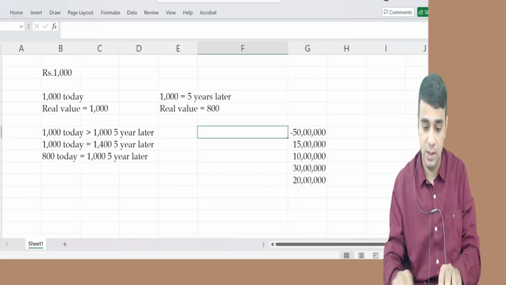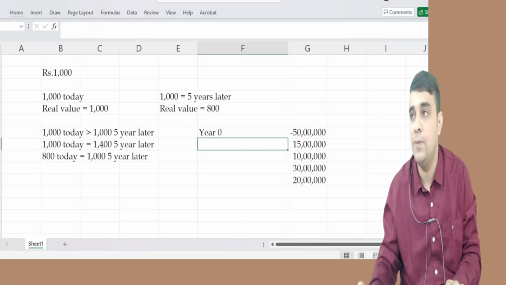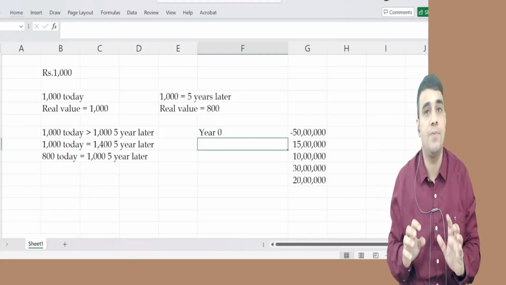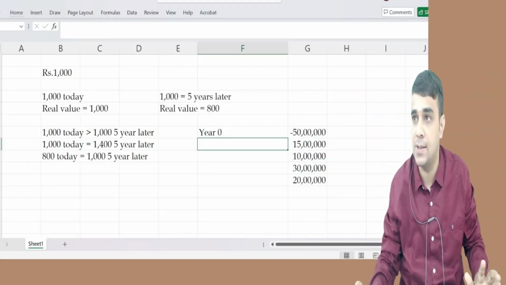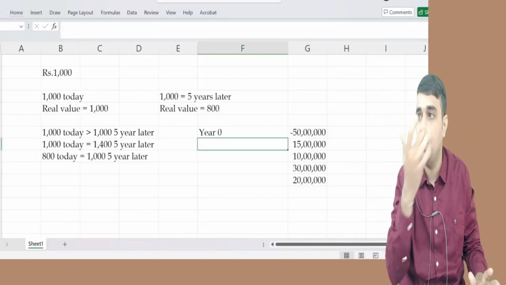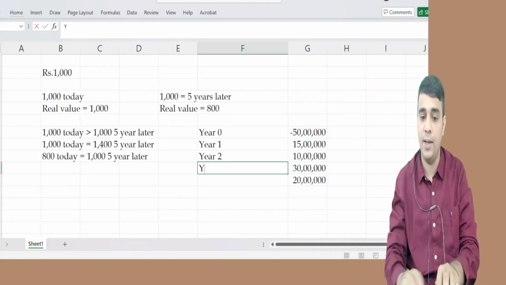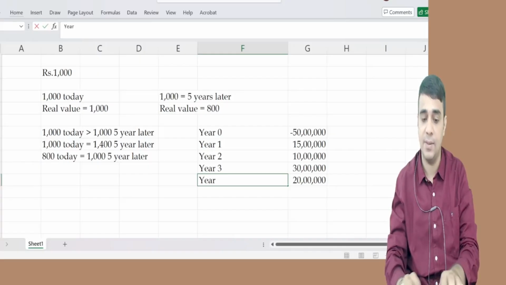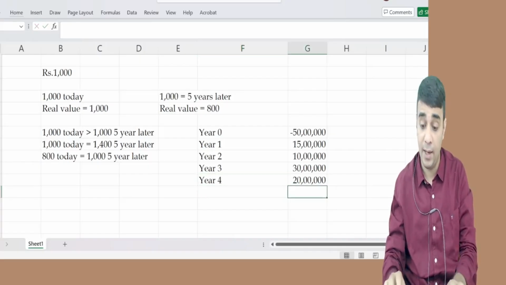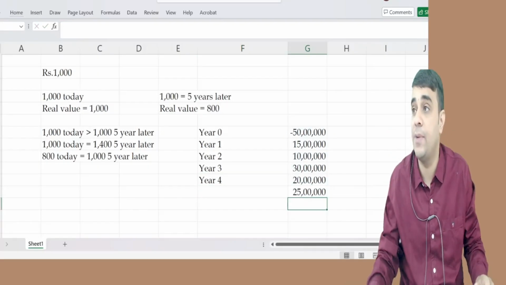So this is year zero. I invested money. After investing, I started taking classes and all. Bharadwaj Institute opened a new branch and all. Year 1, I earned something. Year 2, I earned something. Year 3, I earned something. Year 4, I earned something. Now, I cannot say profit is 25 lakh.